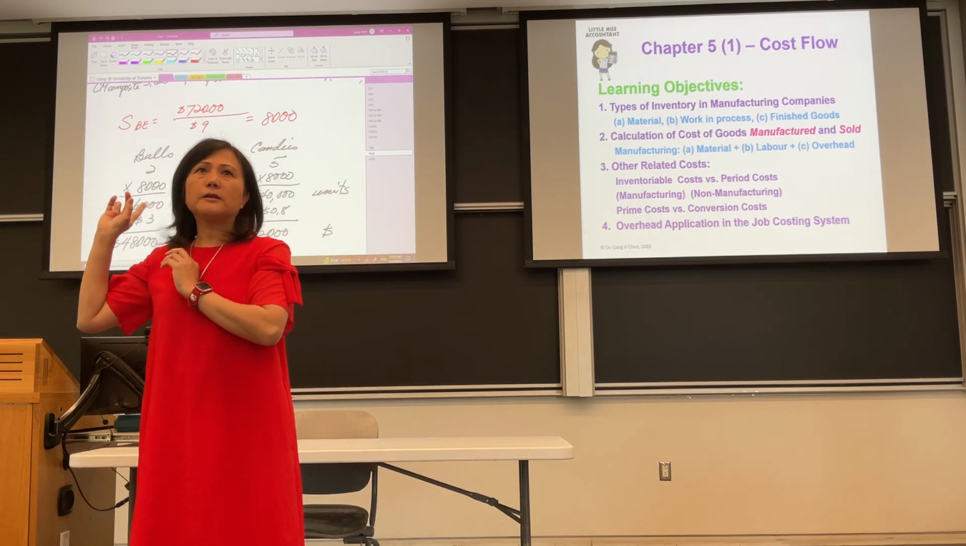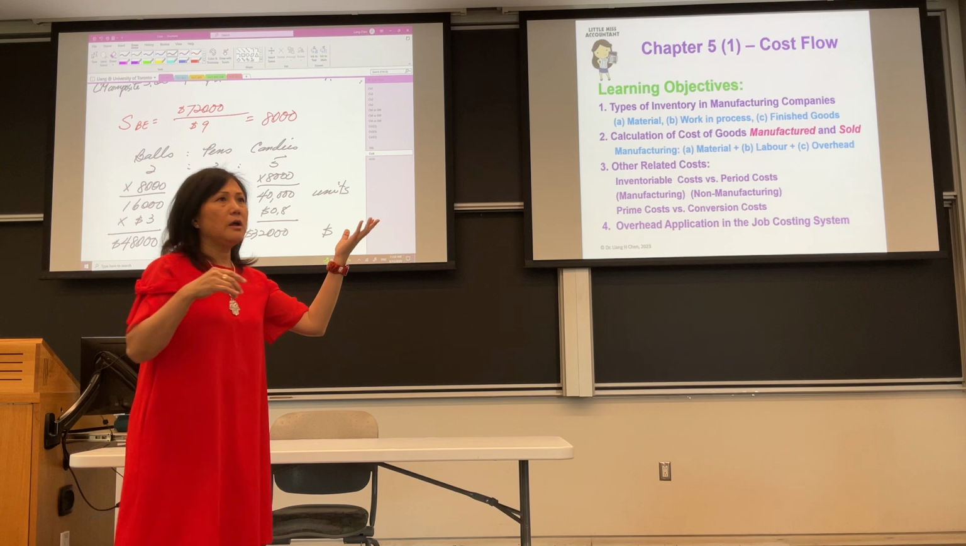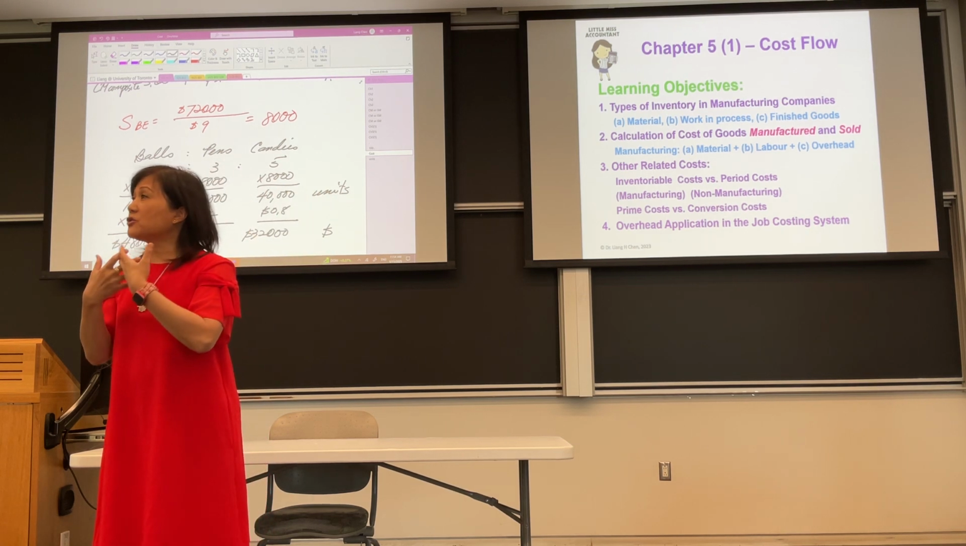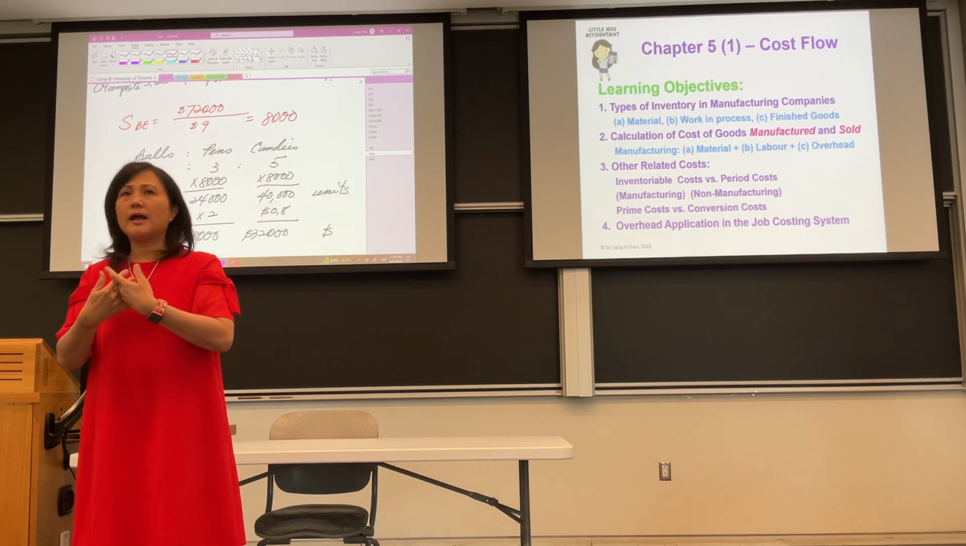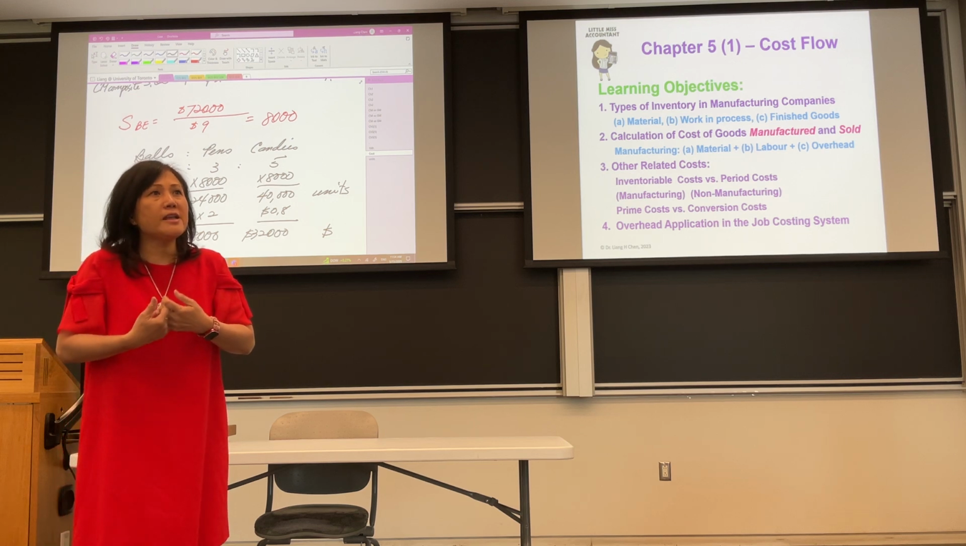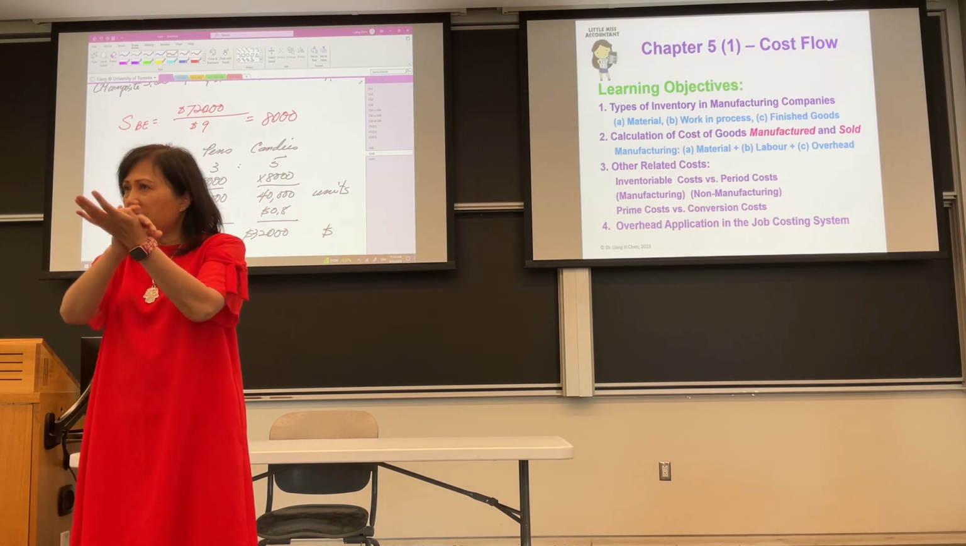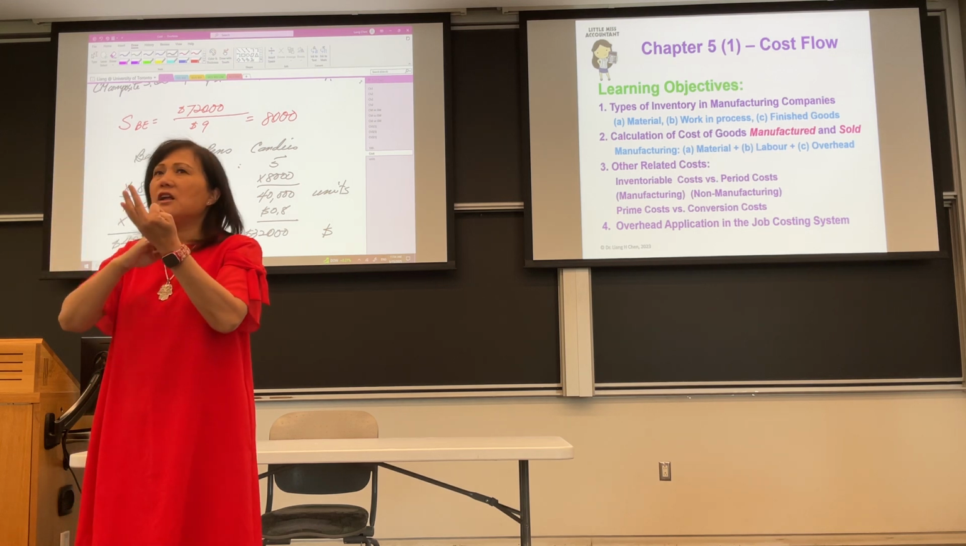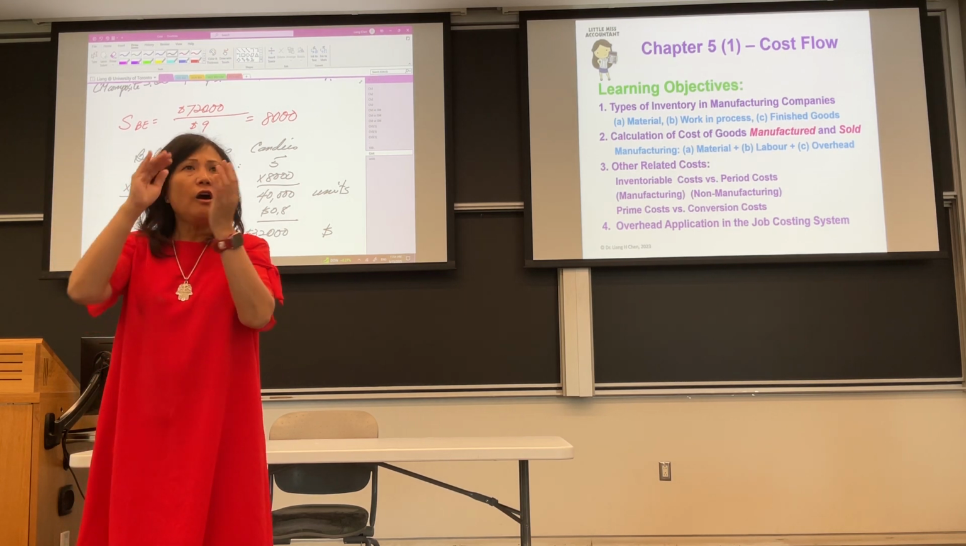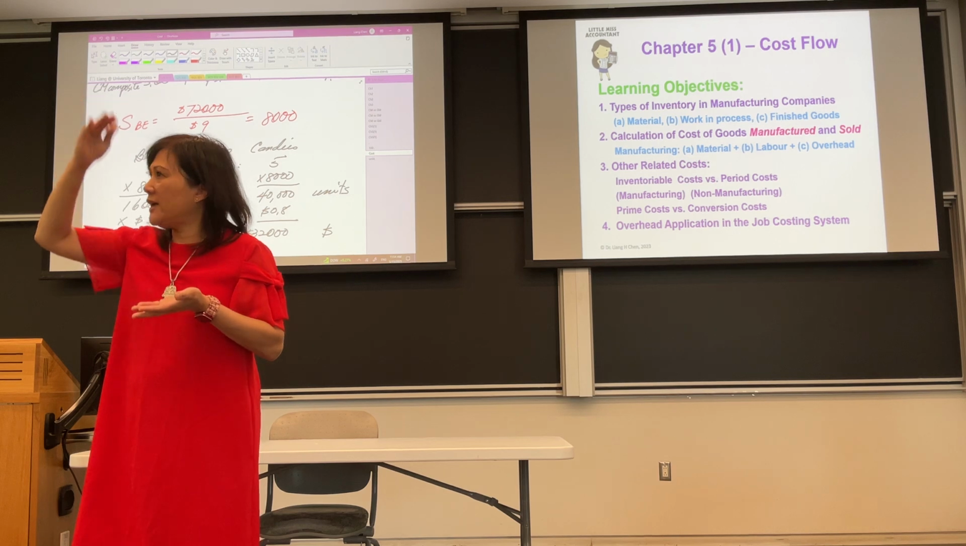So this chapter has two parts. Cost flow. What does cost flow mean? We are talking about a manufacturing business. How much does it cost to make a product? We have to have a material cost, a labor cost, and also an overhead cost. All these costs we need to accumulate.